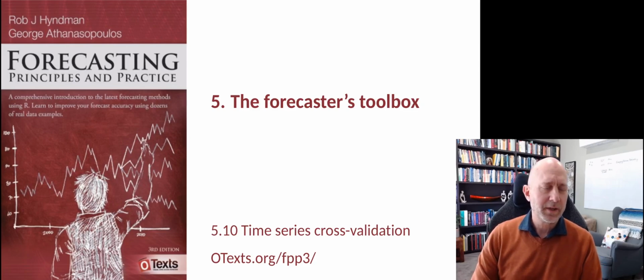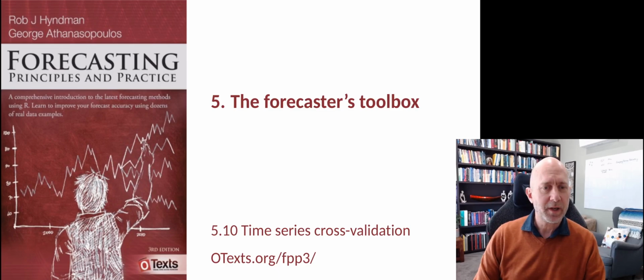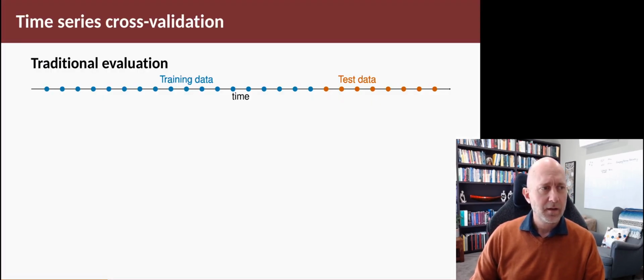So far, when we've talked about evaluating forecasts, we've talked about having a training set and a test set. We're now going to get a little bit more sophisticated about how we construct those. So here's the traditional setup. We have the training set in blue and the test set in orange. We fit a model to the blue data and we forecast the periods corresponding to the orange dots. And then we compare them against what actually happened then.